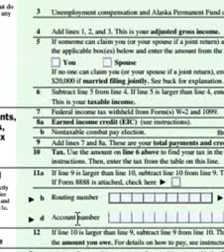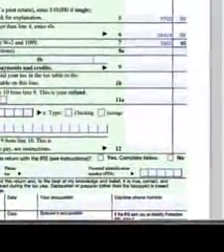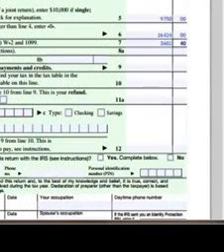Line 8 is split into Part A and Part B. Part A is earned income credit and Part B is non-taxable combat pay. Jose does not have either of these, so we are going to enter 0 for both.